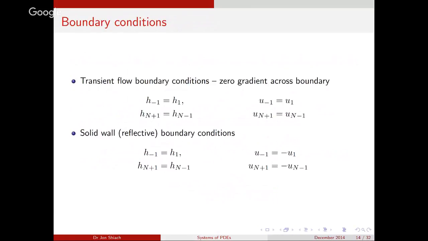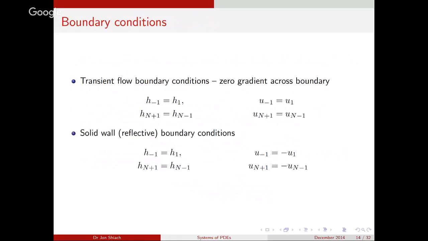Okay, boundary conditions. We can use transient flow, or we can use what we call solid wall. Transient flow means water will just flow out of the boundary without knowing the boundary is there. As far as that water is concerned, there's an infinitely long channel of water. So zero gradient boundary conditions, you just set the height of the ghost node to be equal to the height of the second node in the domain, and the velocity of the ghost node is the same as that of the second node in the domain.